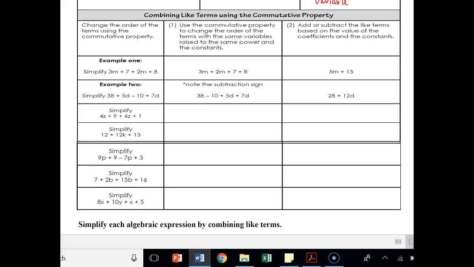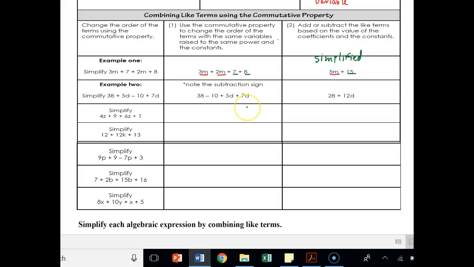So sometimes we can use the commutative property to change the order of the terms with the same variables raised to the same power and constants. So for instance, instead of saying 3m plus 7 plus 2m plus 8, I can move these terms around using the commutative property and say 3m plus 2m plus 7 plus 8. And our like terms in this case are 3m and 2m. That gives us the 5m. And then also we have 7 and 8, which added together gives us 15. So this is a simplified expression in the end, right? We've taken this long expression, we've combined our like terms, and we've made 5m plus 15. That's your final answer, right?